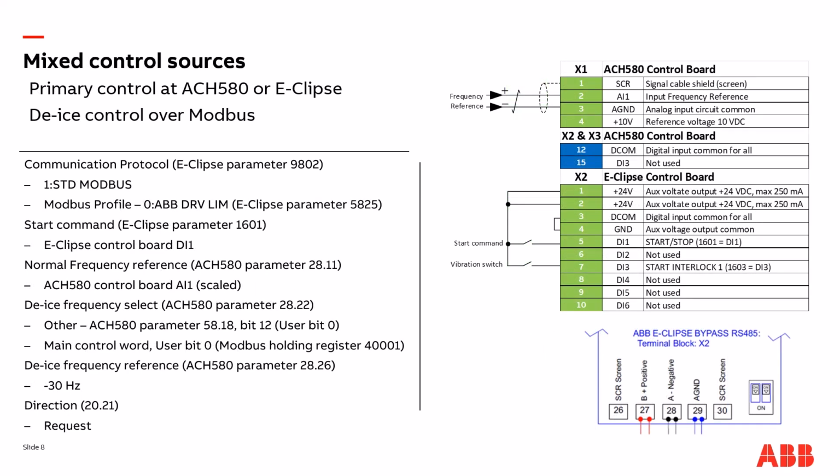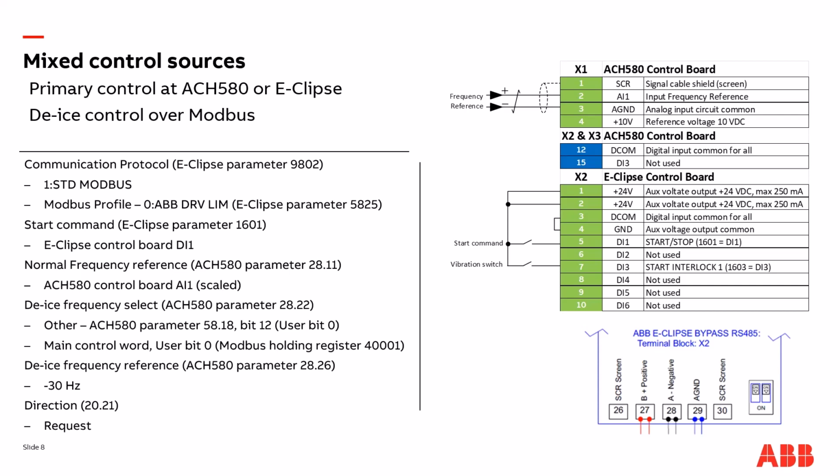Our next example is with an application that requires mixed control sources. So the primary control will be done directly at the control terminals of the 580 or E-Clipse control boards, while the de-ice control will be managed over Modbus. From a configuration standpoint, the protocol is going to be set to Modbus. However, the start command is reconfigured to be DI1 at the E-Clipse control board, while the frequency reference is reconfigured to be at analog input 1 of the ACH580 control board.